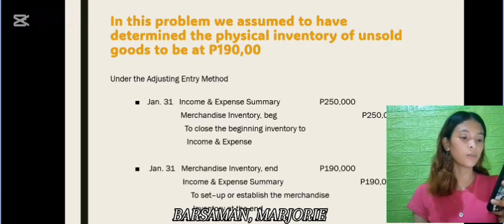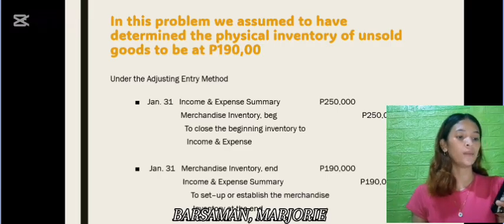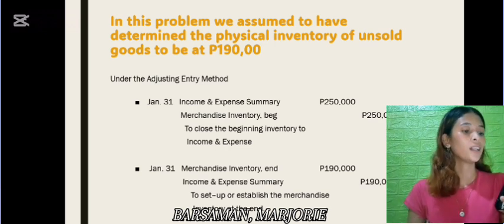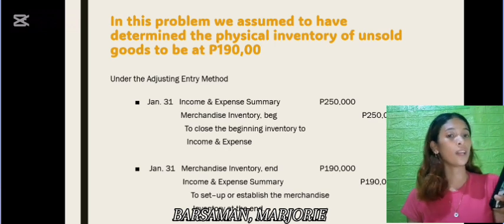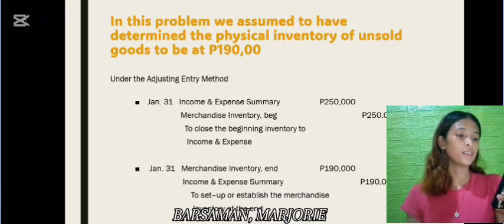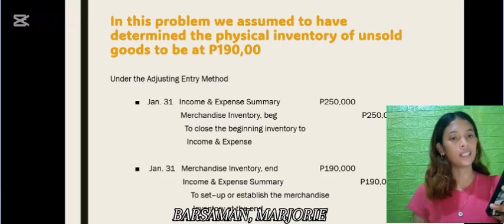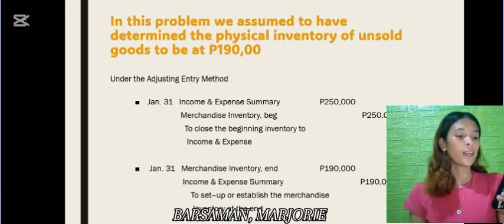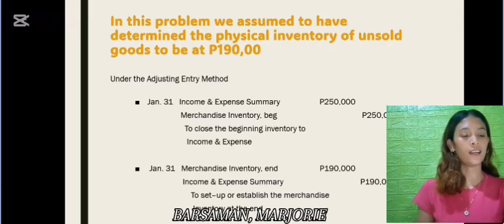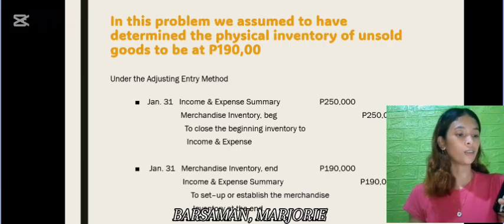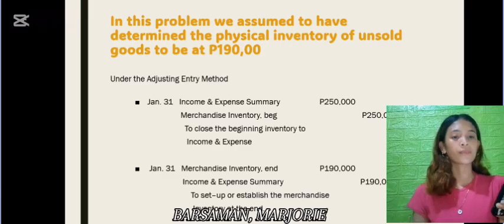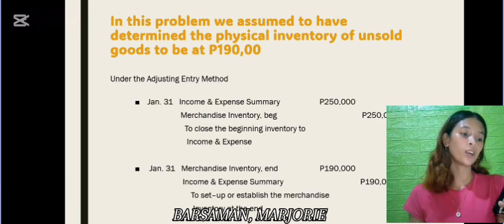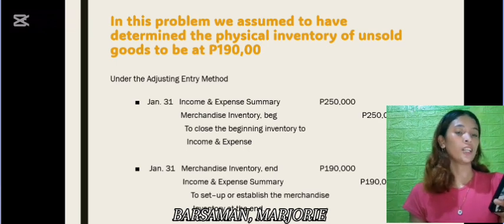The second is establishing the ending inventory. This entry records the correct ending inventory value, which is 190,000. It debits the merchandise inventory account and credits the income and expense summary account. In short, these two entries update the inventory account to reflect the correct beginning and ending balances, ultimately determining the cost of goods sold during the period.